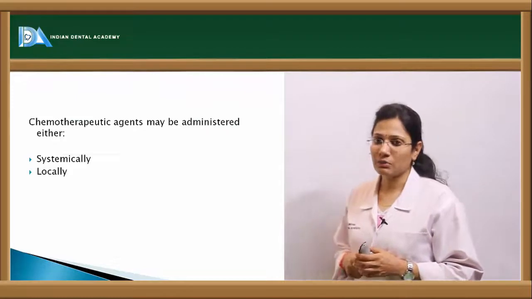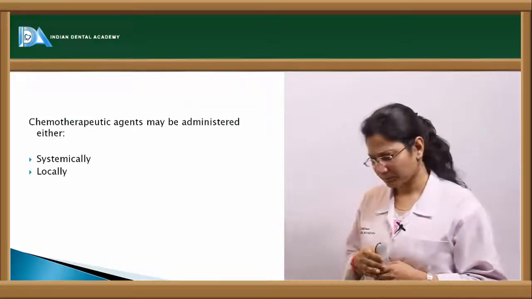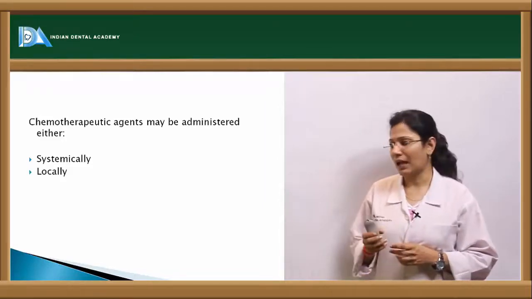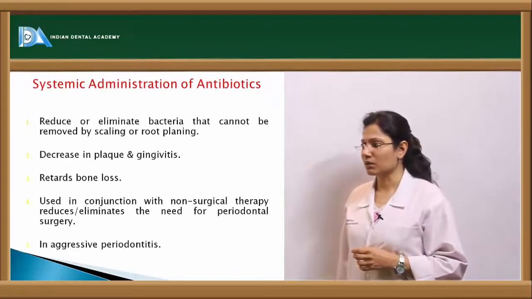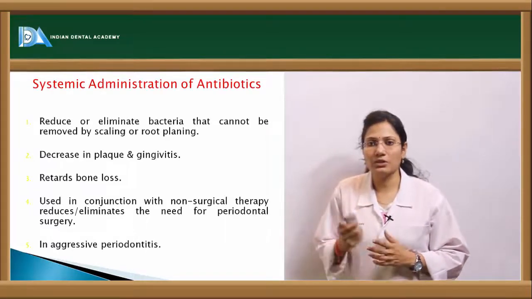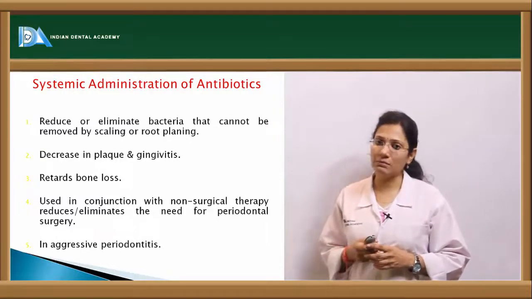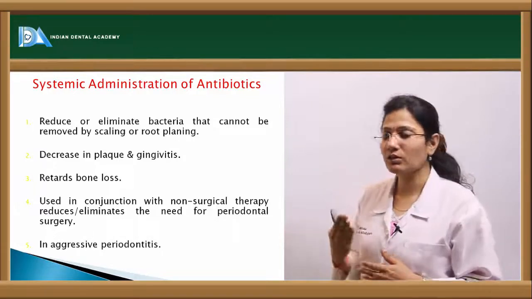Now, chemotherapeutic agents in periodontal therapy can be given either as local agents or as systemic antibiotic therapy. So administration can be local or systemic. When we look at systemic administration of antibiotics, what is the importance? They reduce or eliminate the bacteria that cannot be removed by mere scaling and root planing.